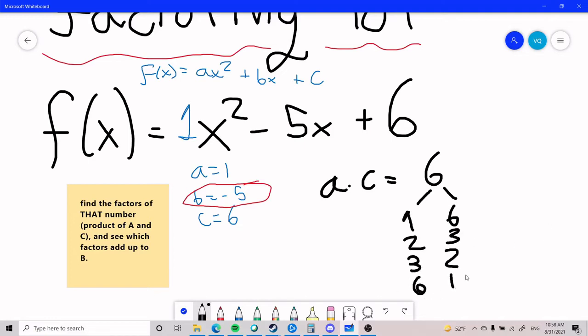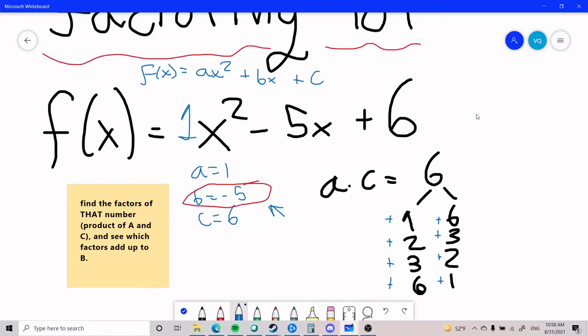And so which one of these add up to negative 5? Well, you might already be thinking, hey, but these are all positive values, right? And so how am I going to have a bunch of positive values add up to a negative, because I wanted them to add up to negative 5?